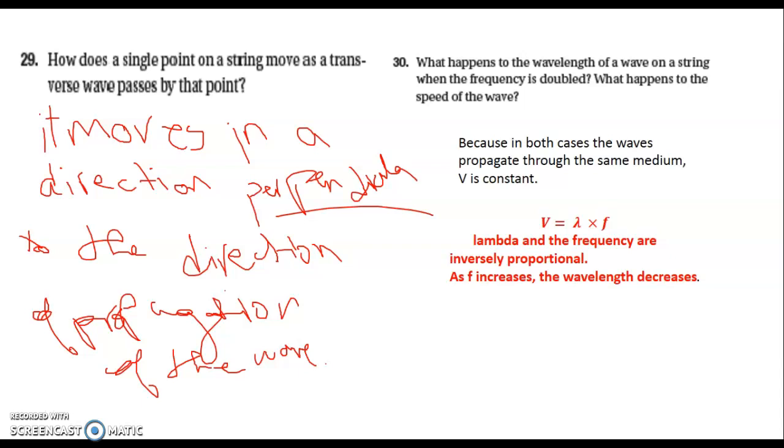What happens to the wavelength of a wave on a string when the frequency is doubled, and what happens to the speed of the wave? Because in both cases the waves propagate through the same medium, v is constant. v equals lambda times f. Lambda and the frequency are inversely proportional when v is constant. Then as f increases, the wavelength decreases.